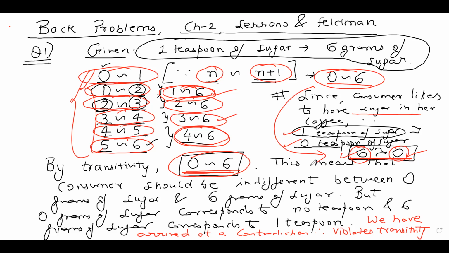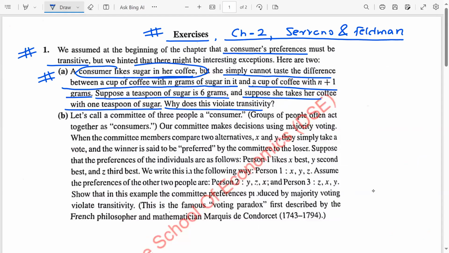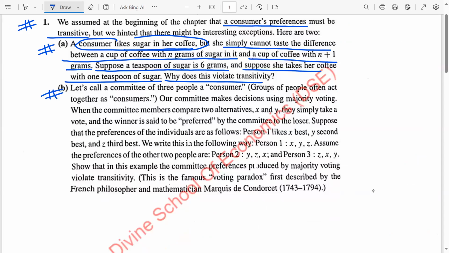So if I come back to the question paper, to the back problems, let's call a committee of 3 people a consumer. Our committee takes decisions using majority voting. When the committee members compare two alternatives X and Y, they simply take a vote and the winner is said to be preferred by the committee to the loser. Now, suppose the preferences of the individuals are as follows.